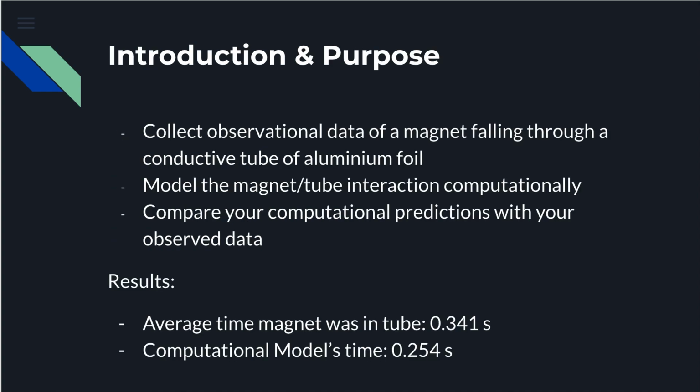So for an introduction, we want to collect observational data of a magnet falling through a conductive tube of aluminum foil. To do this, we'll be literally dropping a magnet through a circular tube of aluminum foil, and we can assume that there's going to be an interaction between the two, which will cause a delay in the fall. And so we can model this magnet-tube interaction computationally, and then compare it with our actual experimental data and see if there are any differences.